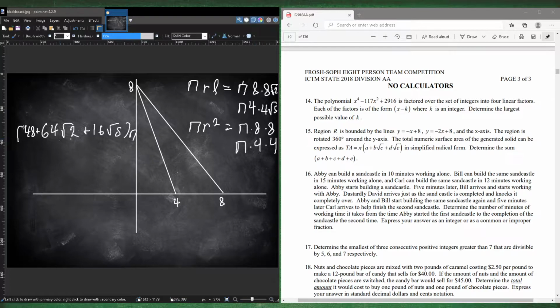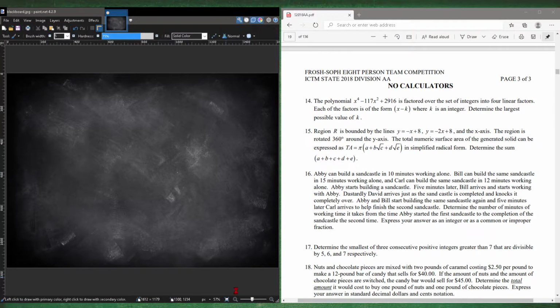So you see the coefficients, all you have to do is add them up. So 48 plus 64 plus 2 plus 16 plus 5. That is going to make 80, 82, which is 120, 130, plus the 5 is 135. And that is your answer for number 15. So all you have to do is recognize that they're cones and just follow the formula.